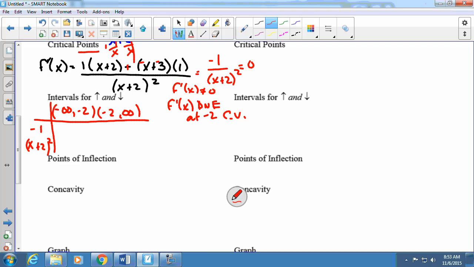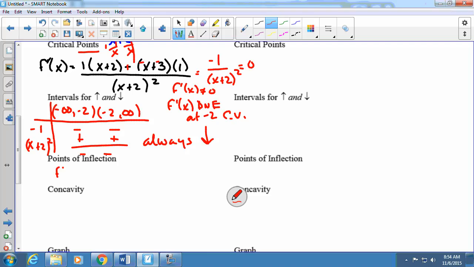So can I break it into 2 pieces? Because if I'm dividing, isn't that the same as multiplying? -1 is always negative. What do you know about the second piece? So what do you know about this graph? So it's always doing what? Oh, that seems weird. It's always decreasing. All right, marching on. What's my second derivative?